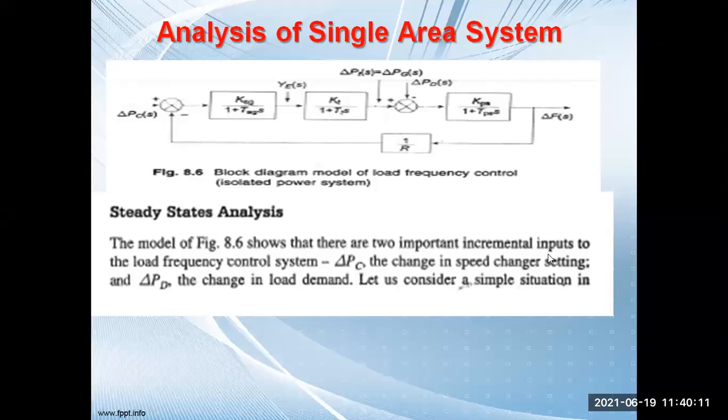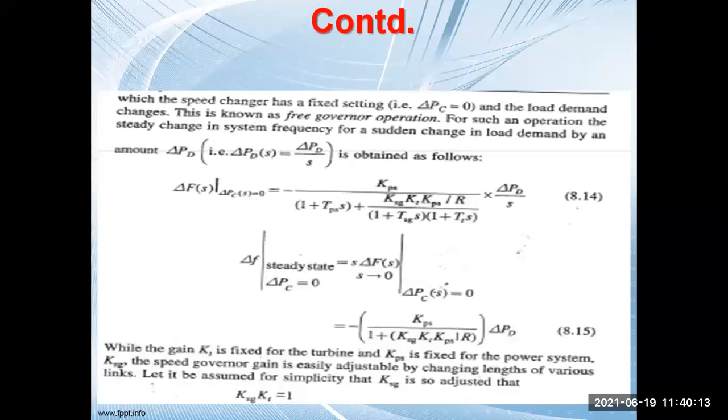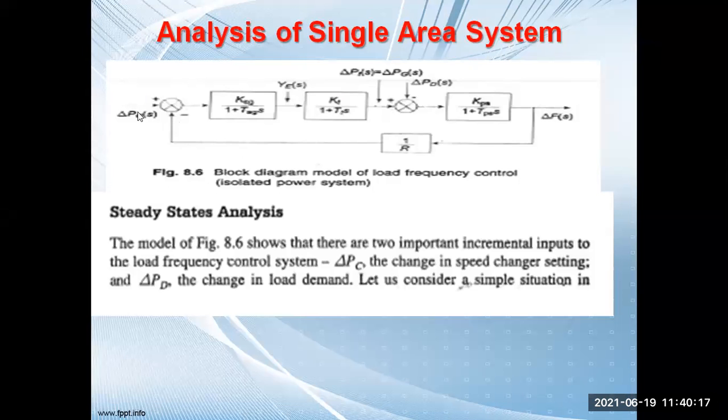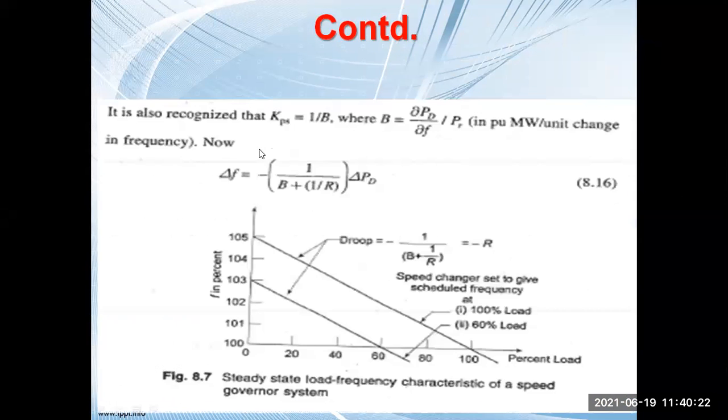Okay. So I think last class we discussed this particular derivation, the steady state error when this delta PC is 0. Okay. And then we derived what the steady state error is. And then finally we came to this particular point, delta F equal to this expression. Okay.